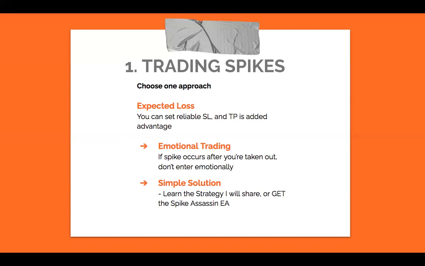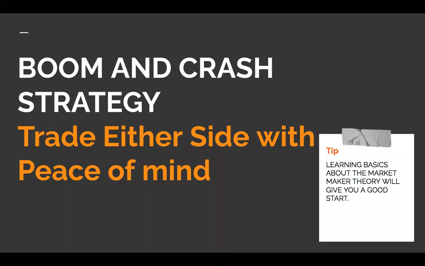And if the spike occurs after you're taken out, say you are buying, and this is Boom 1000 and you're buying, and then the market goes down and hits your stop loss, and then after hitting your stop loss, it spikes. Don't try to follow the spike, okay? Just remain calm, trust your analysis for the next time, see where you went wrong, and then make adjustments as you go. Don't try to trade emotionally or try to follow the spike, okay? So let's move on to the next thing.